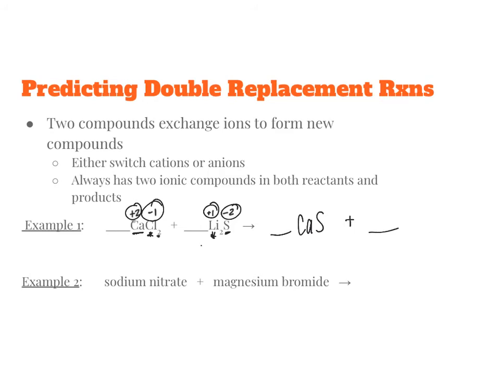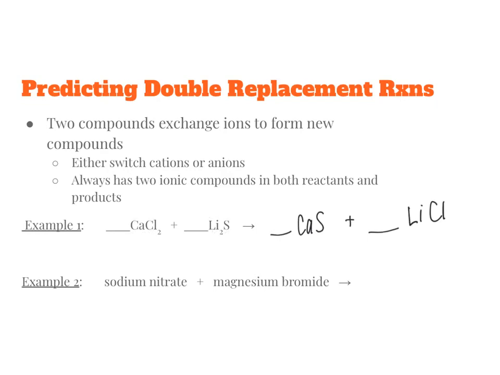When I write the formula for lithium chloride, remember that you're basically just starting here. You're not paying attention to these subscripts, okay? We only pay attention to those subscripts when we're balancing. So here I'm looking at my +1 and my -1. They're going to cancel each other out, so I'm just going to write LiCl. All right, last step, I need to balance this.